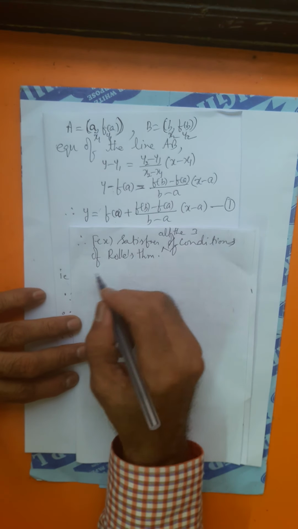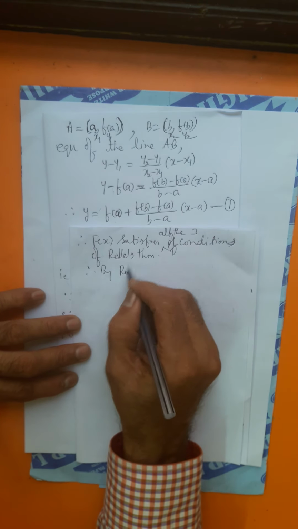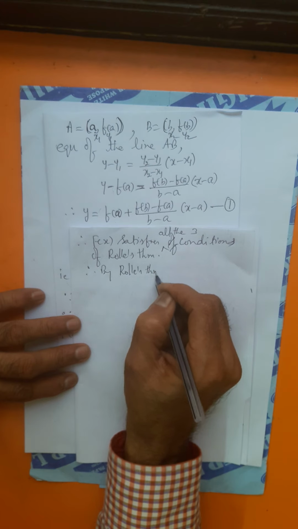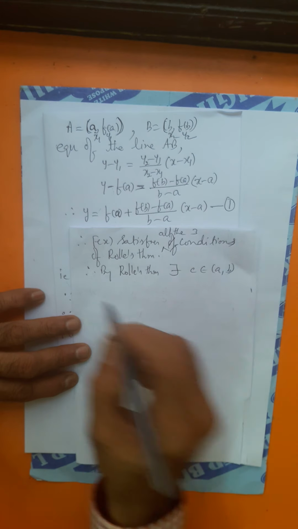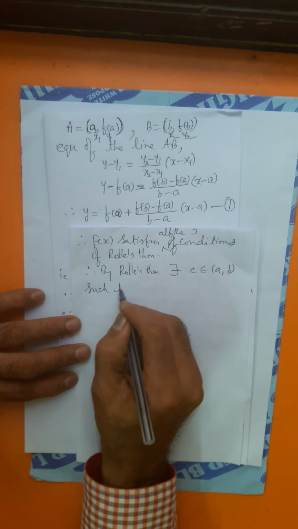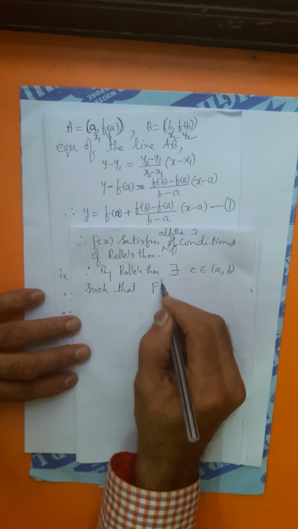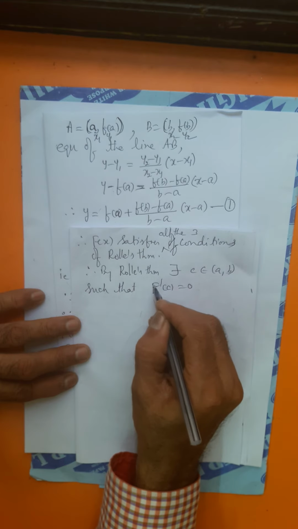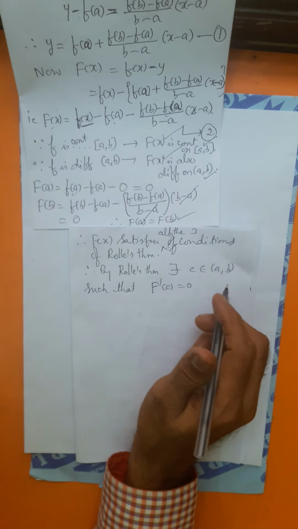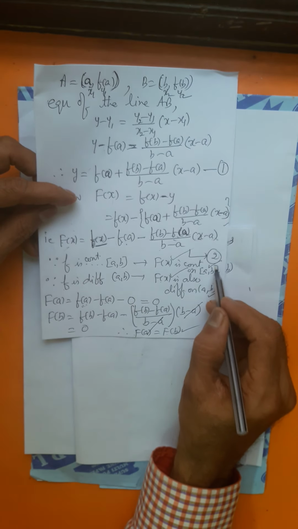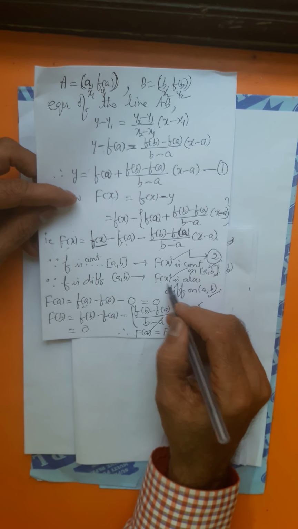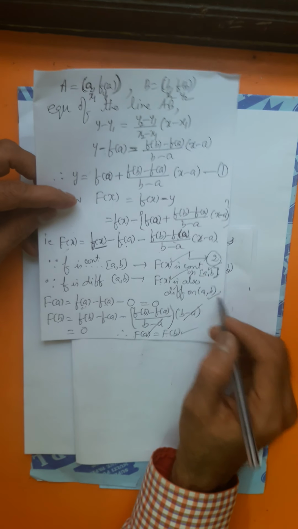Therefore, by Rolle's theorem, there exists some C belongs to the open interval AB such that capital F dash C equal to 0. Capital F dash C is 0. This is Rolle's theorem. Okay? Because capital F is found to be continuous in the closed interval AB, it is found to be differentiable on the open interval AB.